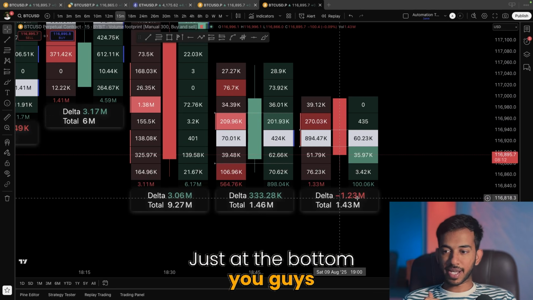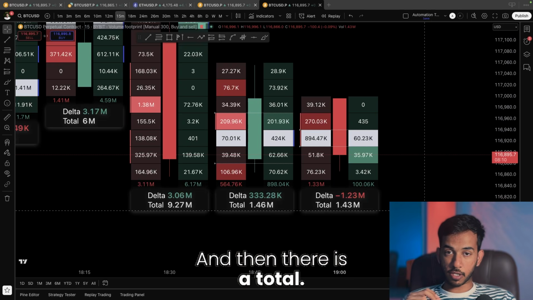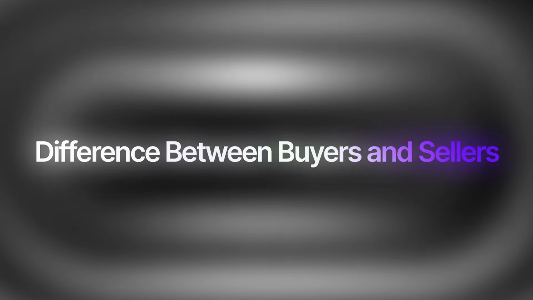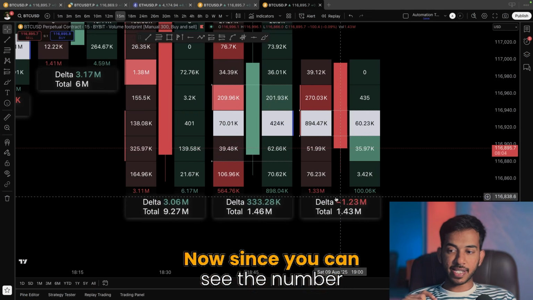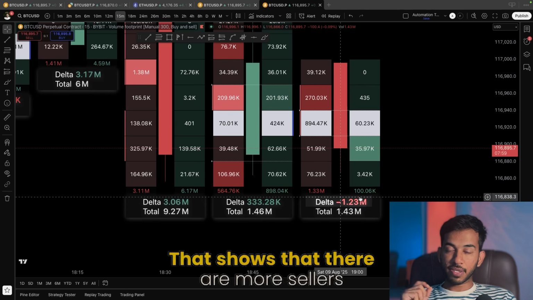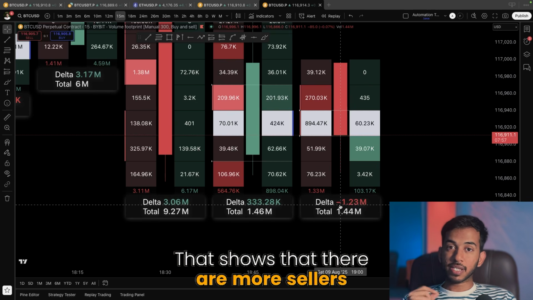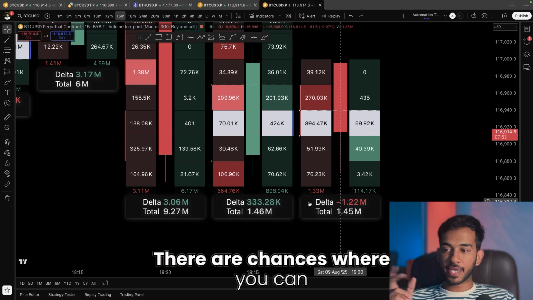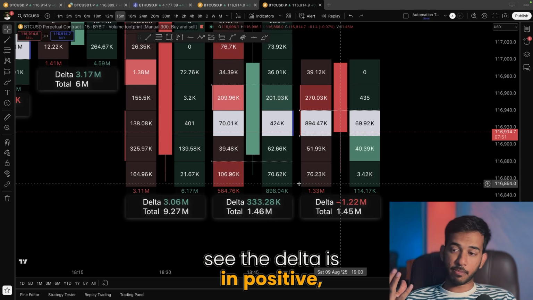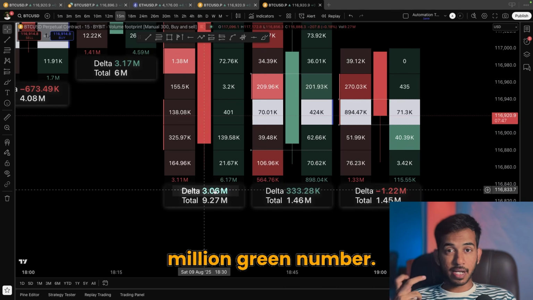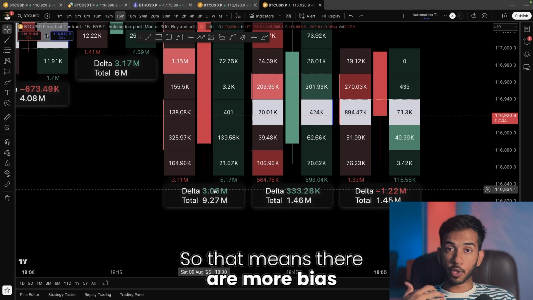Just at the bottom, you can see there is a delta and then there is a total. So what does delta show? Delta is the difference between buyers and sellers. Since the number right now is in red, like minus 1.23 million, that shows that there are more sellers compared to buyers, and that's the reason why the delta is negative. There are chances where you can see the delta is positive, just like you see it right here. There is a 3.06 million green number. That means there are more buyers than sellers.